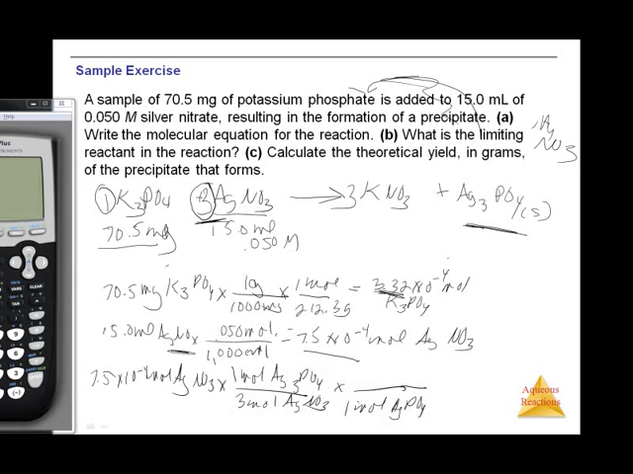is 418.7 grams. And if I multiply this out, I'm going to want 3 sig figs, so 0.100 grams of silver phosphate. Okay.